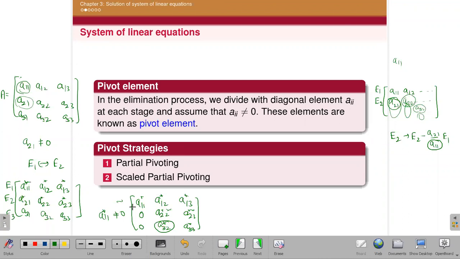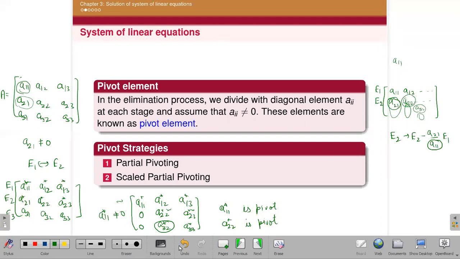Pivot elements occur in the diagonal only because we are always dividing by the diagonal elements only. If we are dividing by any number in the operation, that will become a pivot element. It is necessary that the pivot element will be in the diagonal, but not all the diagonal elements will be pivot elements. Here you can say A11 star is a pivot element, and to make this element 0, we will divide by A22 star. So A22 star is a pivot element.